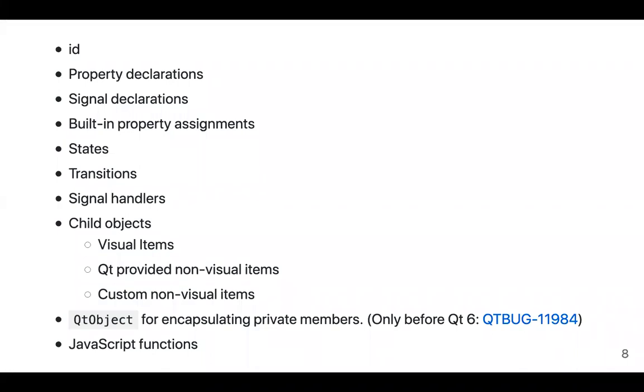And for child objects, I like to see the visual items first and then the non-visual ones second. The non-visual ones start with the Qt-provided built-in ones and then the custom ones. And in order to provide better encapsulation for QML code, I've started using QtObject as good encapsulation for this, but with Qt 6, they are adding a private keyword for property declaration, so that will no longer be necessary after that. And the last one is the JavaScript functions.